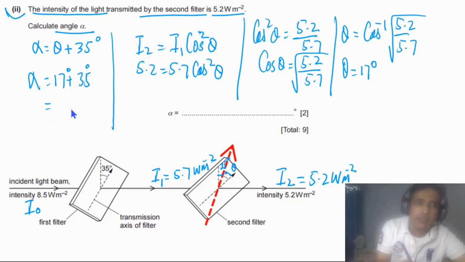So the final value of alpha has to be 52 degrees. So this is how we can answer this question. And this question has 2 marks if you got the right answer. If you have got this right value, and if you have got this right value, you will get 2 marks.